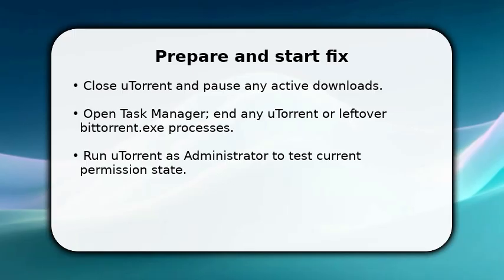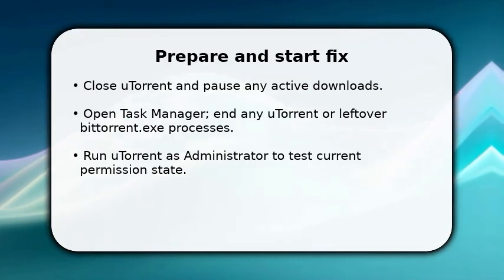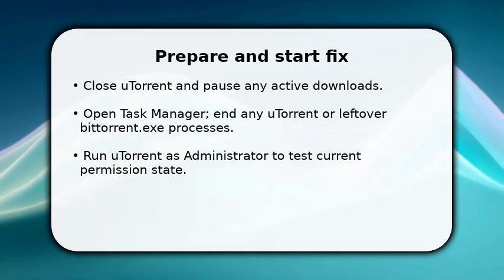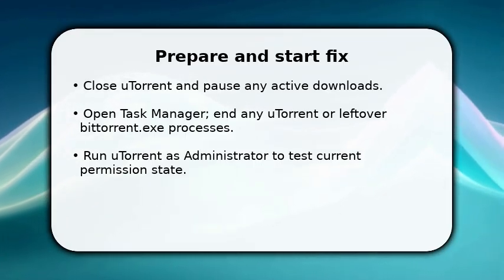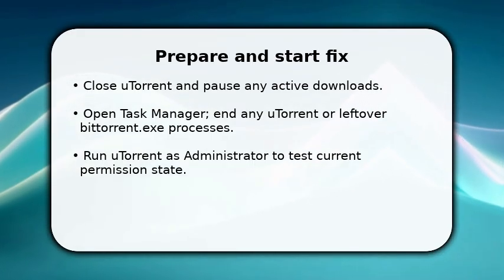You start by stopping everything. Close uTorrent and end background BitTorrent processes in Task Manager so files are free. Next, run uTorrent as administrator to check whether access denied was a simple permission issue. If it launches, note which folder path uTorrent uses for incomplete and finished downloads.